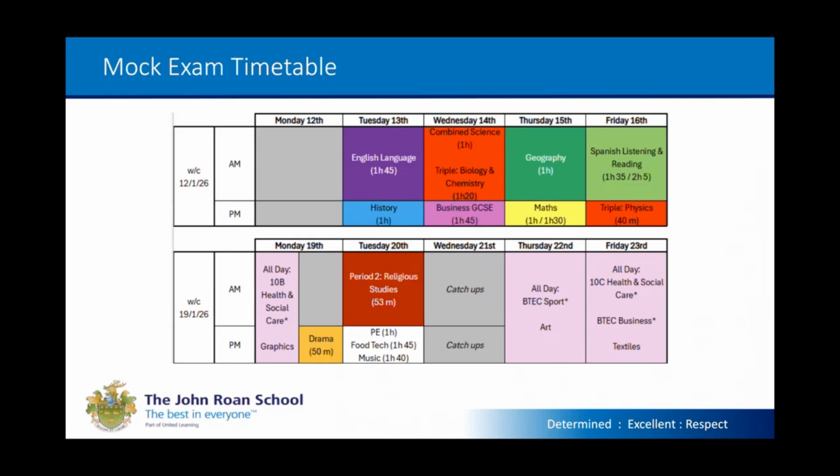As you can see, I've always said it starts on the 12th, but our actual first exam is on the 13th, which is Tuesday, and that's English. And in the afternoon, you've then got history. On a Wednesday, we've got combined science, and we've also got triple, where biology and chemistry will be taking place, and so on and so forth, and business and all the rest of it. We do have opportunities for catch-ups, which would be the second week Wednesday, and I'm sure there'll probably be a further catch-up just in the event that something happens on that particular Wednesday.